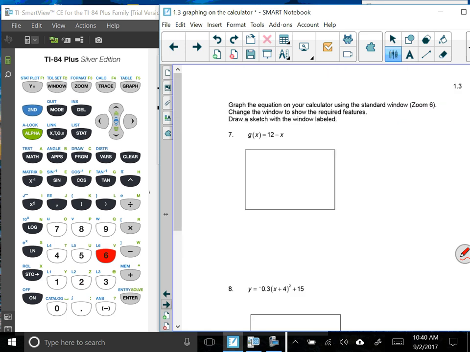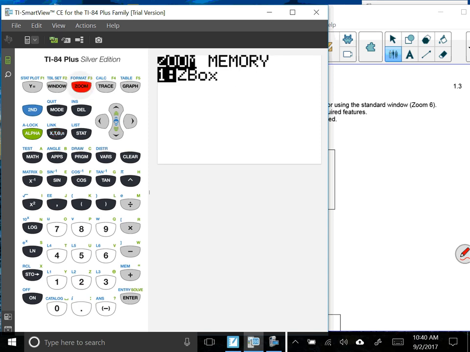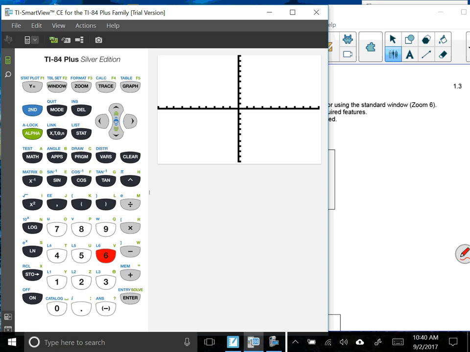All right. The first one, g of x, f of x, doesn't matter, equals 12 minus x. So y equals, clear the thing out, type in 12 minus x. As a starting point for each graph on this assignment, start with a standard window. We've created them so you can see what you need to see with a standard window.